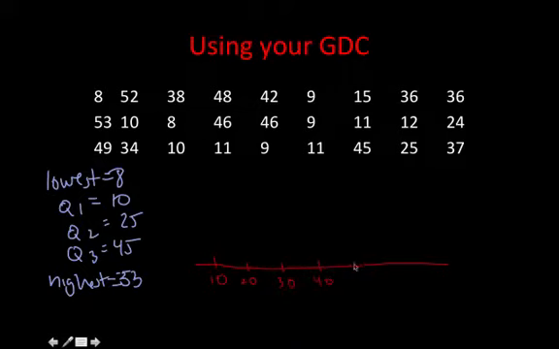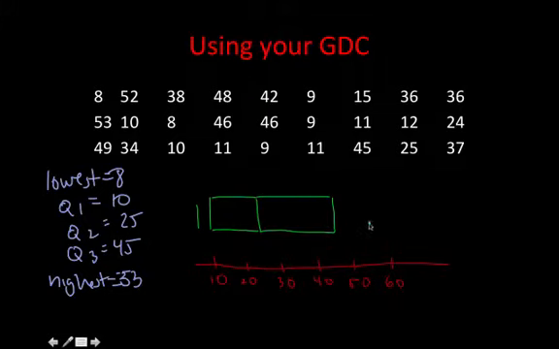But when you do this for real, you want to use graph paper and make sure that it actually has a real scale. But the lowest value is 8, so that's the beginning of my whisker. Then Q1 starts at 10. Q2 is 25. Q3 is 45. And the highest value is 53. So there is my box and whisker plot.